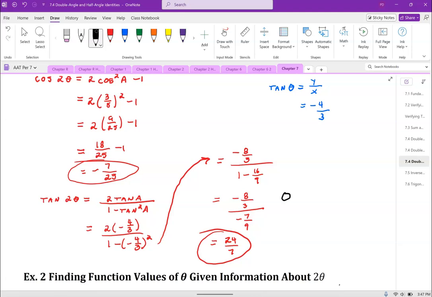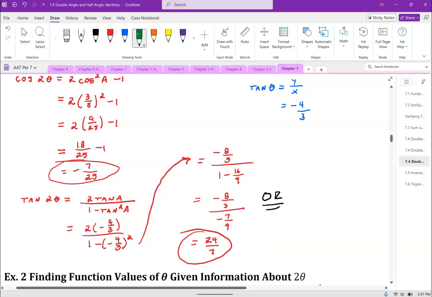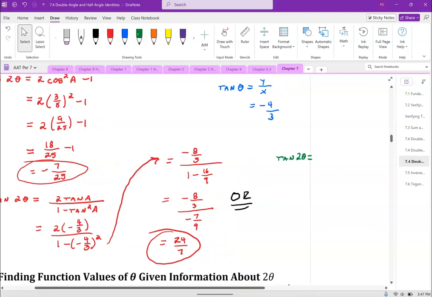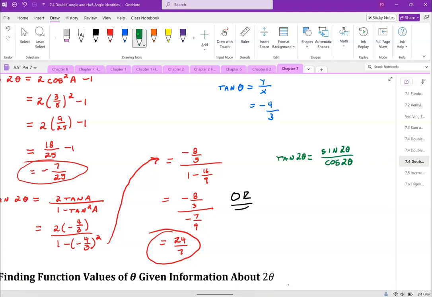Now, I'm going to put a big old "or" here because that is a valid method, but I think there's an easier way. And it's one of the things we've kind of talked about as we've gone through these. You've got to remember that tangent is really a quotient identity. So if I'm looking for tangent of 2 theta, I could realistically just say it's the sine of 2 theta over the cosine of 2 theta, which is what we calculated already.